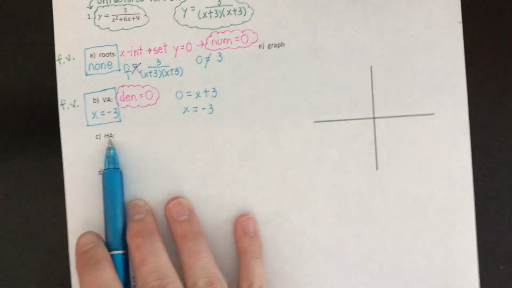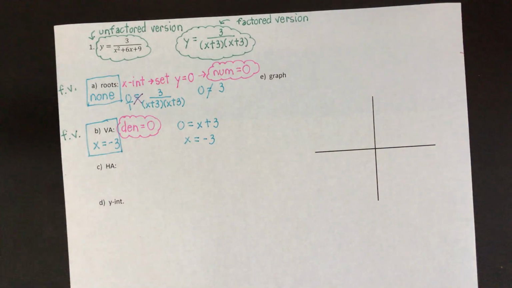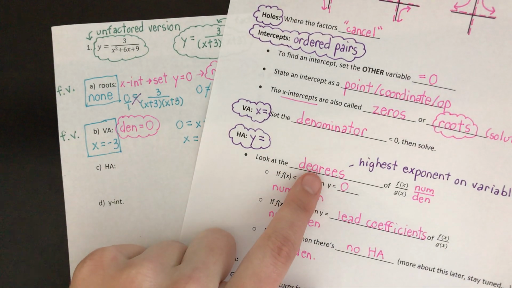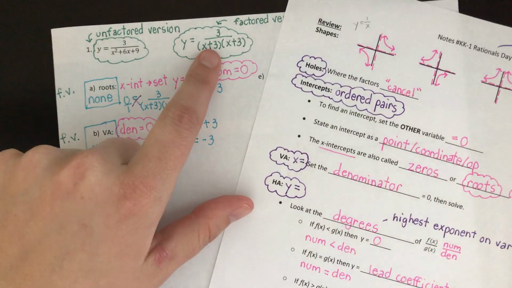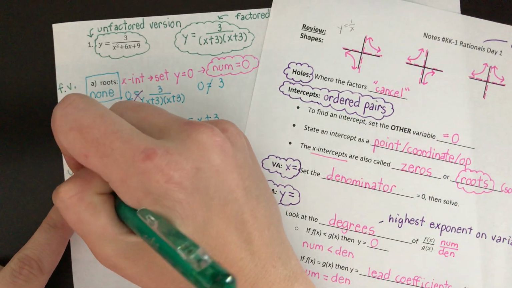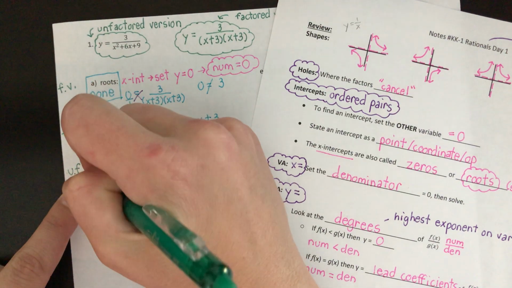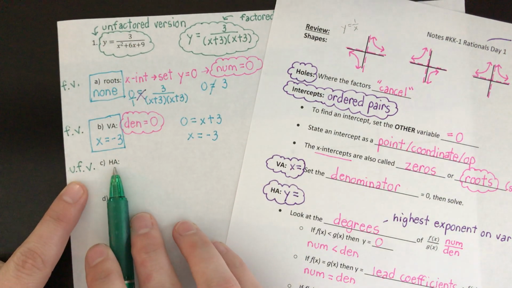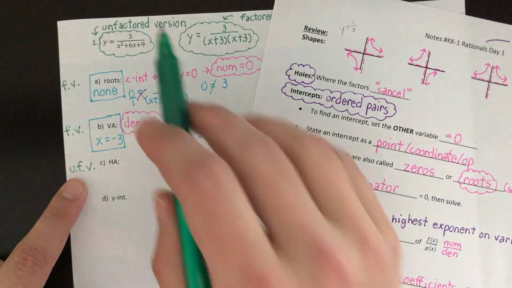Now for the HA, a little bit more complicated, right? So we need to look at our chart. Remember, we're looking at the degrees. If you want to look at the degrees, that means the highest exponent. You don't want to look at the factored version. So for this, we'll say unfactored version. We're looking at the unfactored version whenever we do HAs, every single time, unfactored version.